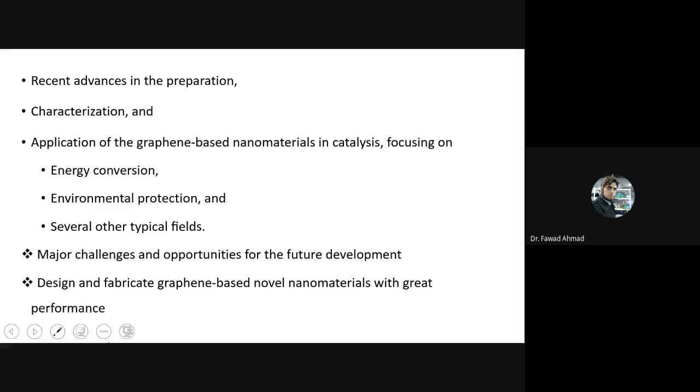Okay. Then, the application of graphene-based nanomaterials in catalysis, focusing on energy conversion, because the energy crisis is one of the cries of the day, and then environmental protection and several other typical fields, and what the major challenges and opportunities for future development are. This paper that I have taken is from 2017-2019, so it is not too old, but it's not too fresh as well. It also covers how you can design and fabricate novel graphene-based nanomaterials, so you can also fabricate new materials as well.